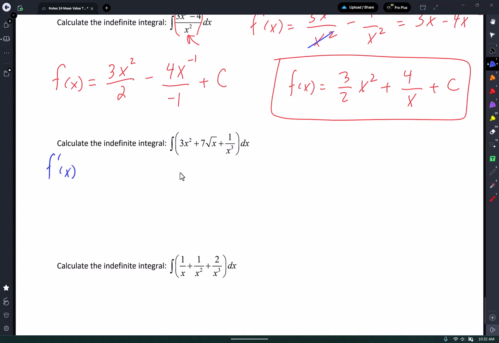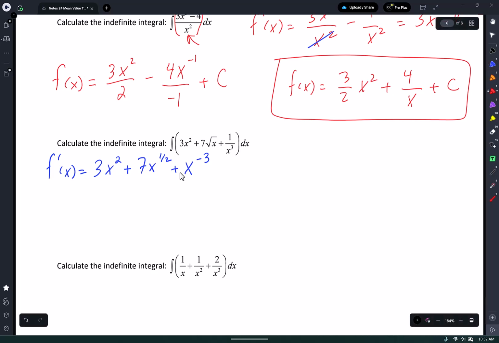F prime of x equals 3x squared plus 7 with the square root of x. Turn that into an exponent so you can use the power rule for integrals. 7x to the 1/2. I haven't taken anything. Plus, and then bring the x cubed up. X to the negative 3. Are we okay, guys? Okay, here we go.